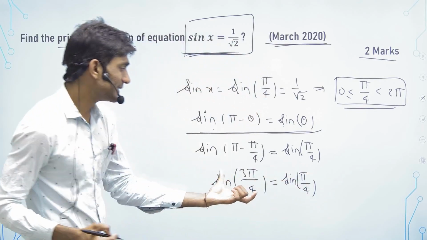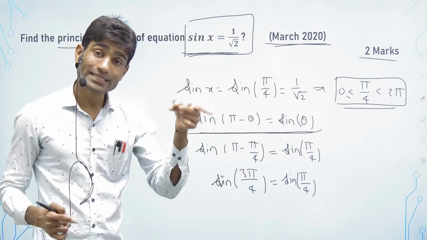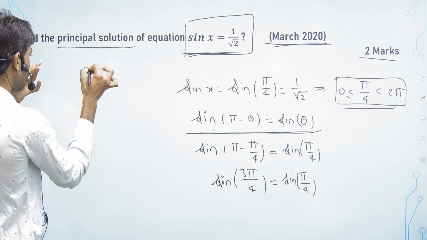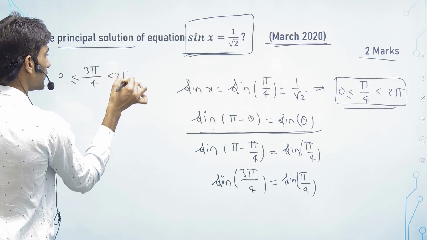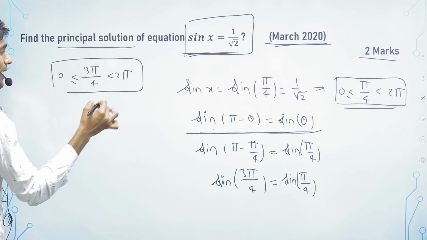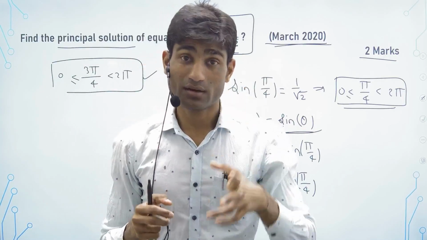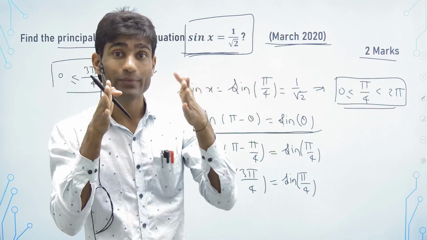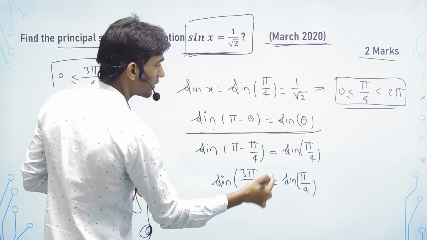Here we can easily say that sine pi by 4 has an equal value to sine 3 pi by 4. Now check whether 3 pi by 4 lies between 0 to 2 pi or not. Yes, it lies between 0 to 2 pi. So we got two separate principal solutions which lie between 0 to 2 pi. In that interval we don't have any other principal solution.